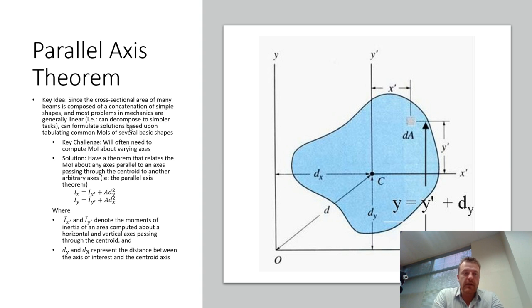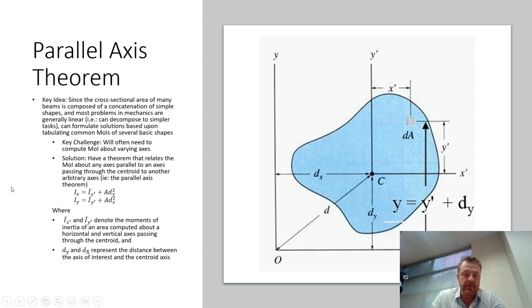Basically, we're going to use tables to look up the moment of inertia about axes that run vertically and horizontally through the centroid of a shape. And then if that shape happens to be shifted, and we're asked to find the moment of inertia about a horizontal or vertical axis, we'll use this relationship here, which is really the parallel axis theorem. So it looks really confusing, but here's what it's basically saying.